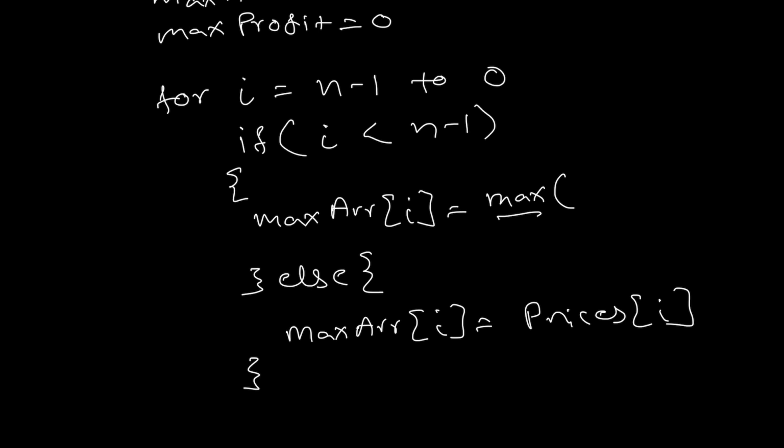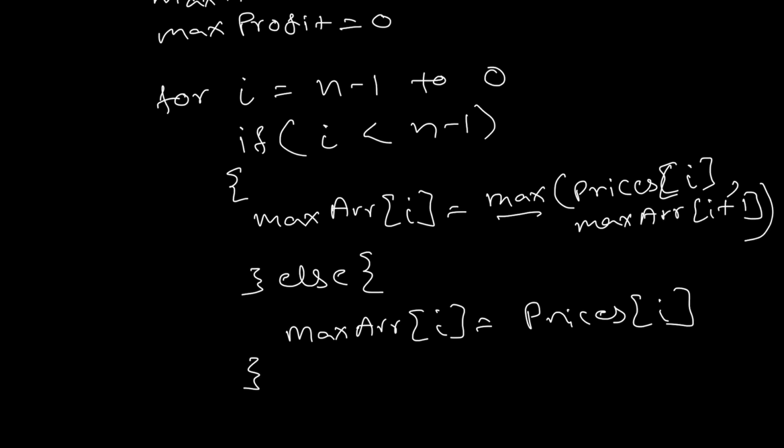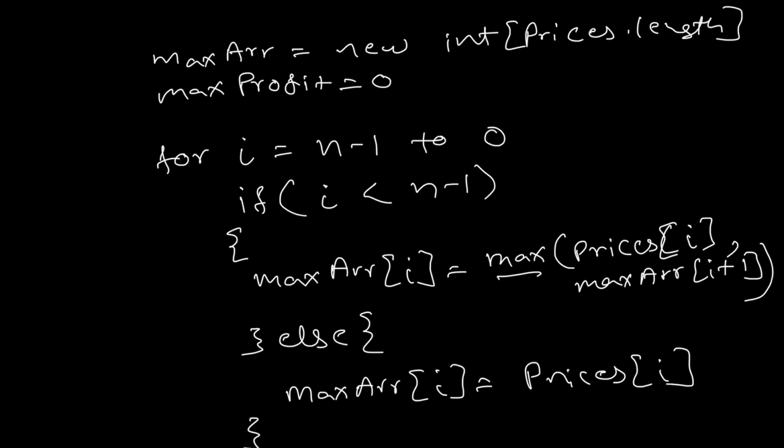Okay, so here we'll pass prices of I comma max array I plus 1. Whatever is max will be returned to this. So what this loop will do is create a max array.